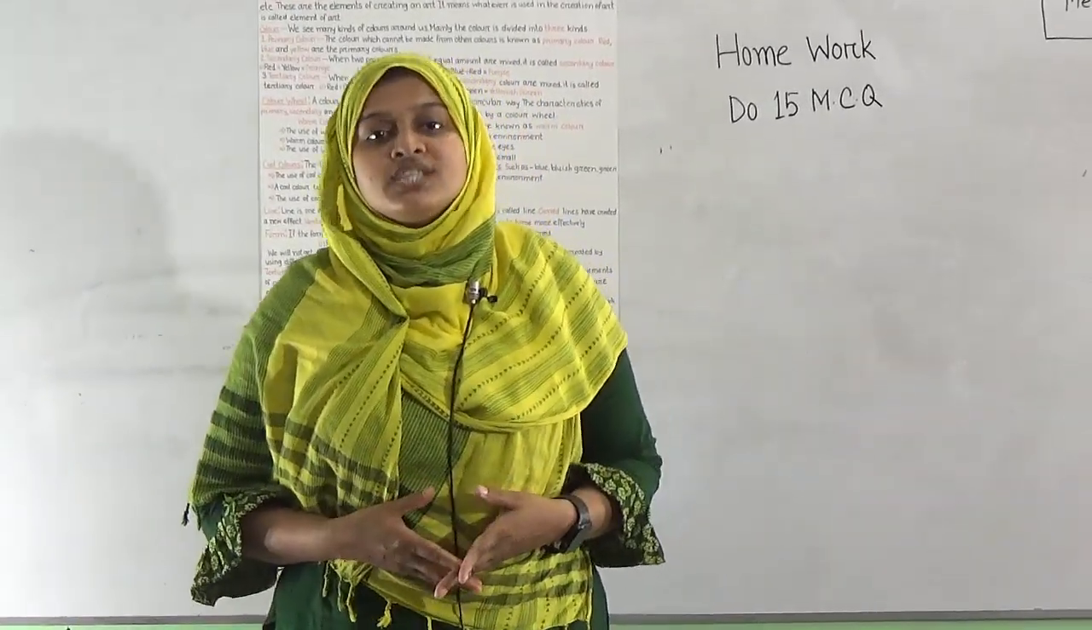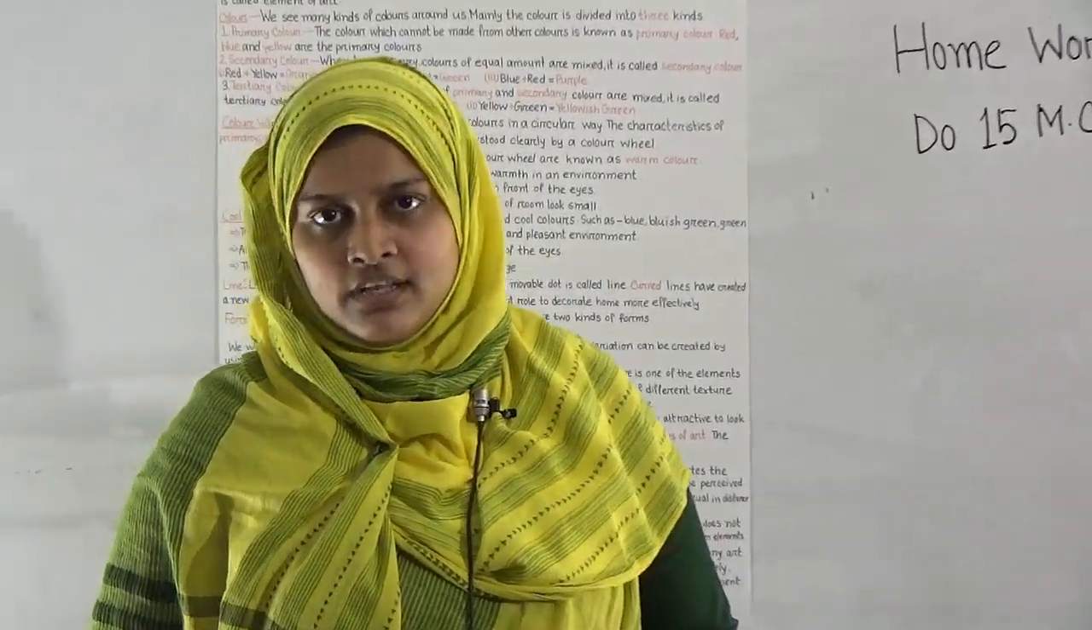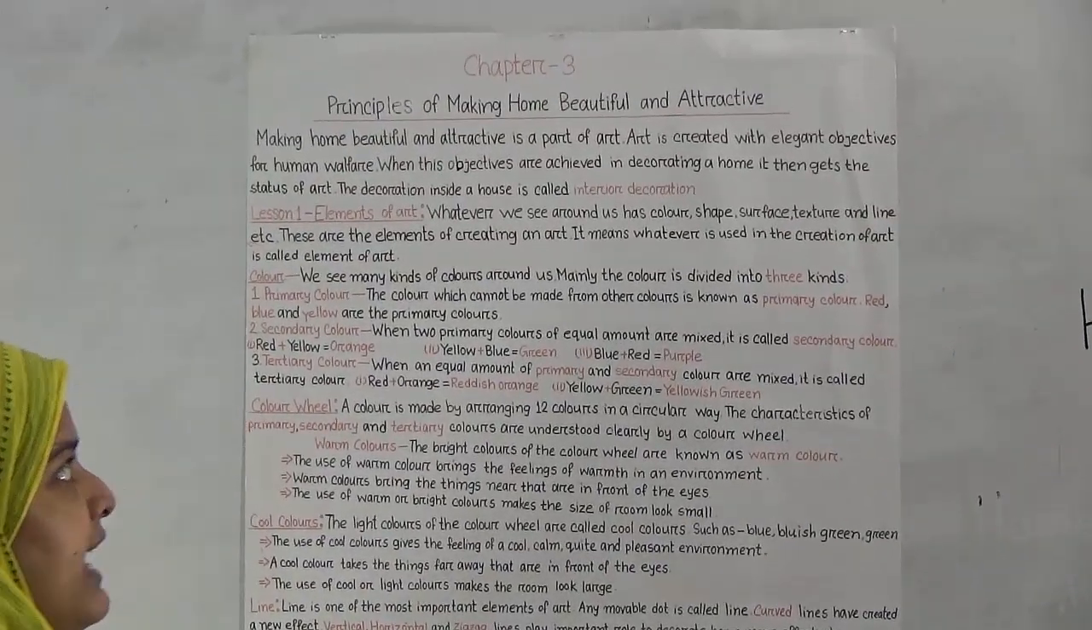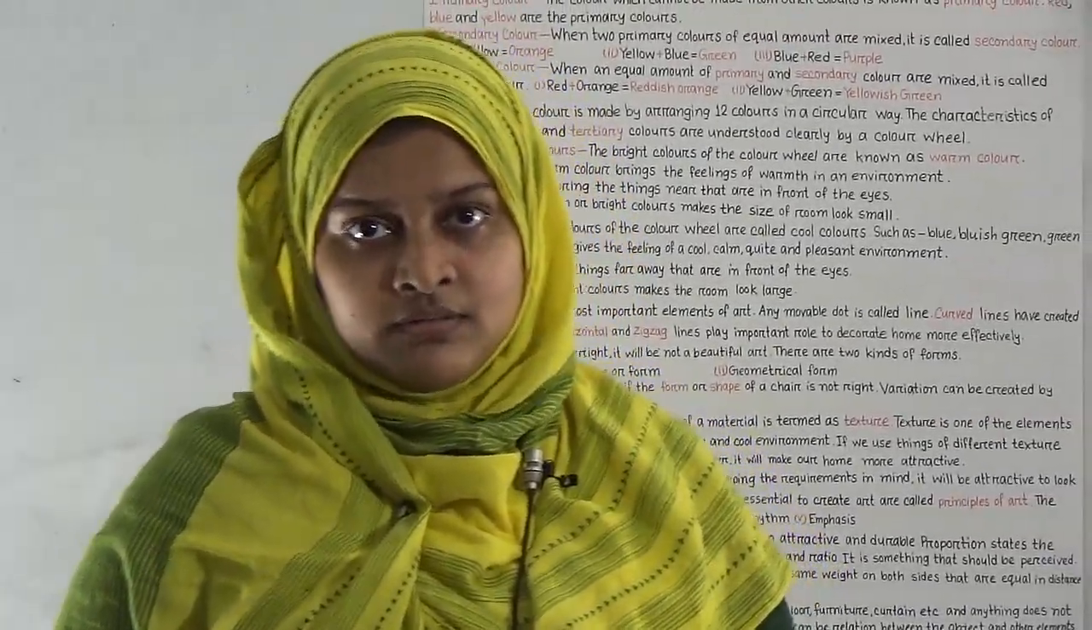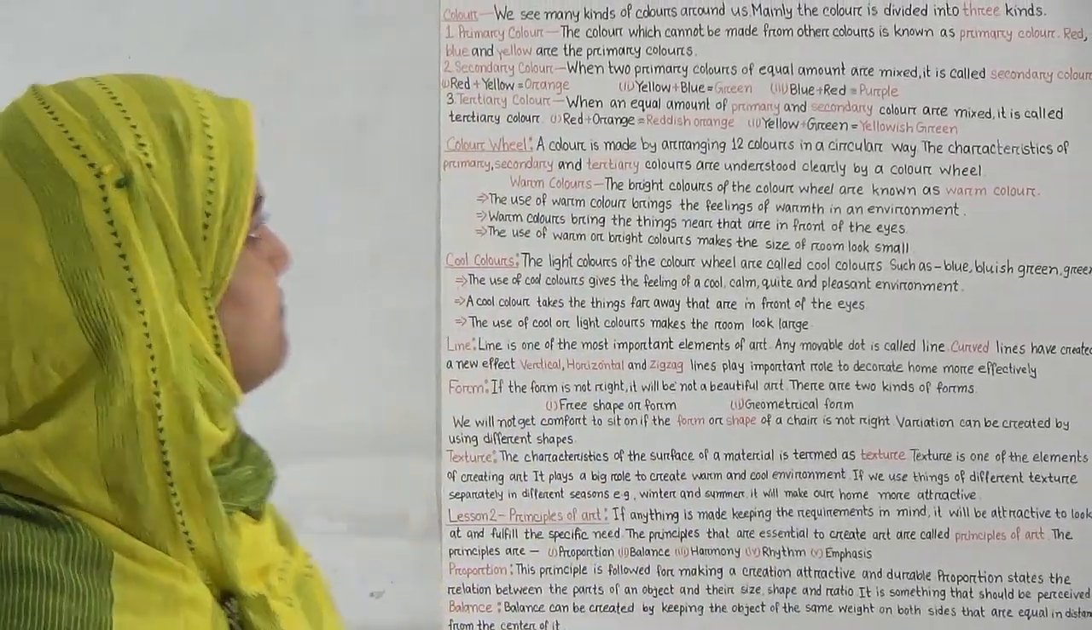Today I am going to take Home Science class for the students of Class 7 on Chapter 3, Principles of Making Home Beautiful and Attractive. Students, today we will learn the summary of Lesson 1 and 2. So, let's start our class.